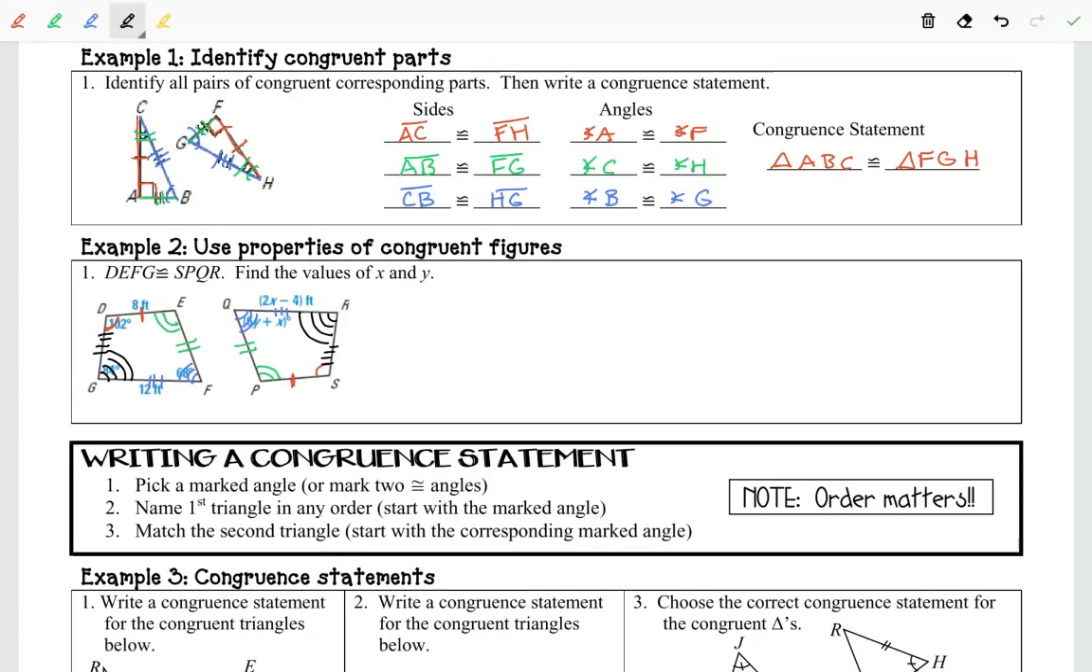So we're trying to find the value of x. X is noted up here on side QR. And side QR, we said, is congruent to side FG. So that means that 2x minus 4 is equal to 12 feet. So now we have to solve.